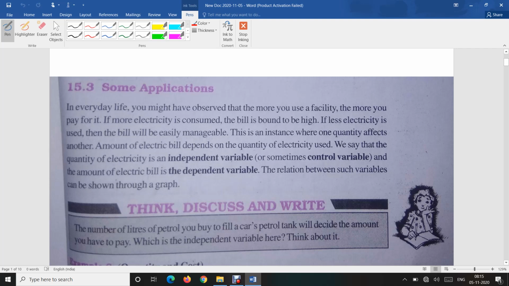This is your mathematics class, and in the previous class we studied the linear graph and also the coordinates. Today in this class we will learn about some more applications of that. So let us start today's class with some more applications. Here two terms are given: first one is independent variable and the second one is dependent variable. This is the most important term in this scenario.